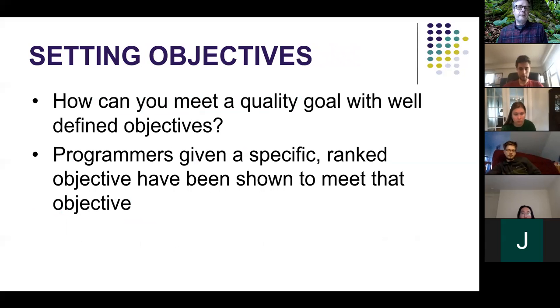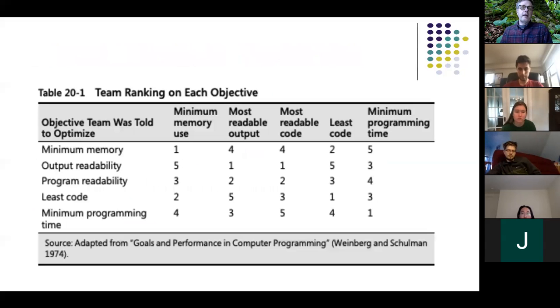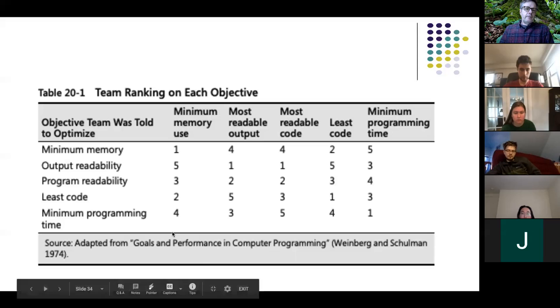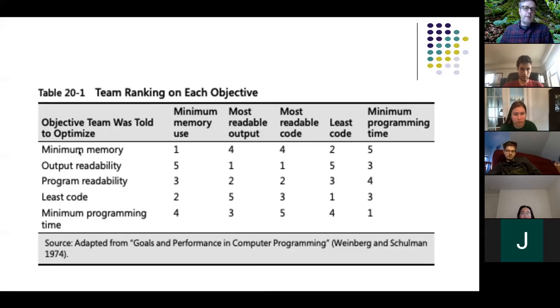So, setting objectives. For each objective, you have to have a plan of how you're going to achieve it. Now, again, here are some different objectives the team was told to optimize. For example, if minimum memory use is number one, then maybe most readable output and most readable code isn't as important, right? Minimum programming time maybe is least important of all.